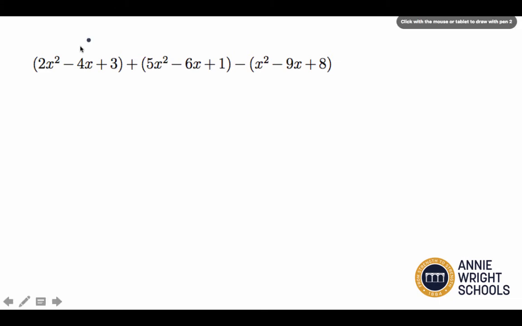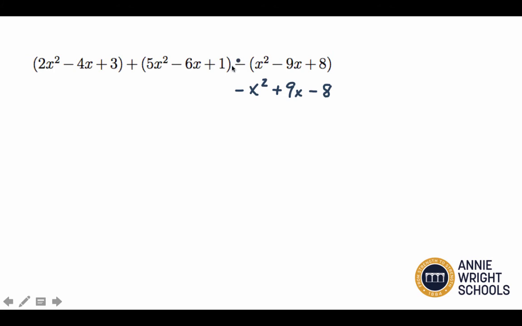Okay. You don't really have to worry about the first two parentheses because there's no numbers out front and it's all addition. It's this last one where you have to change the sign of everything. If we're going to subtract this whole thing, I'm going to end up getting a minus x squared, a plus 9x, and a minus 8.